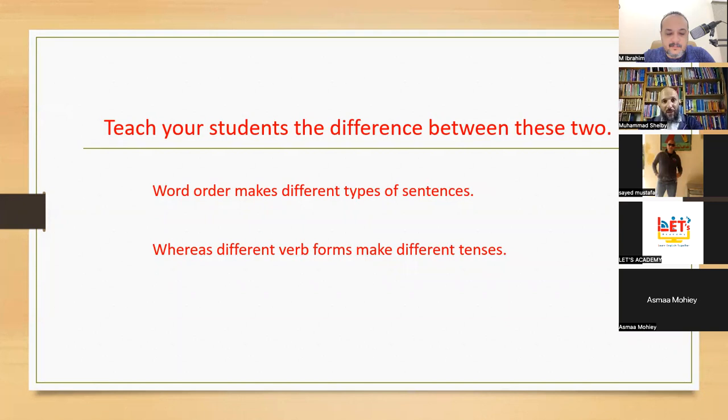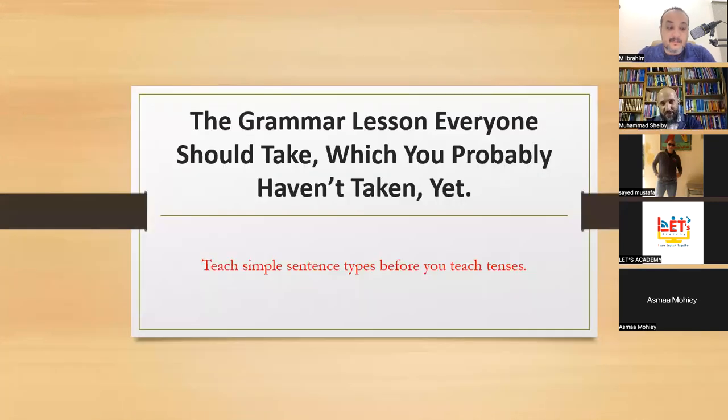Now you know what I meant by the session title, the grammar lesson that everyone should take, which you probably haven't taken yet. This is what I meant by it. I meant that teaching simple sentence types should be taught before we teach tenses.